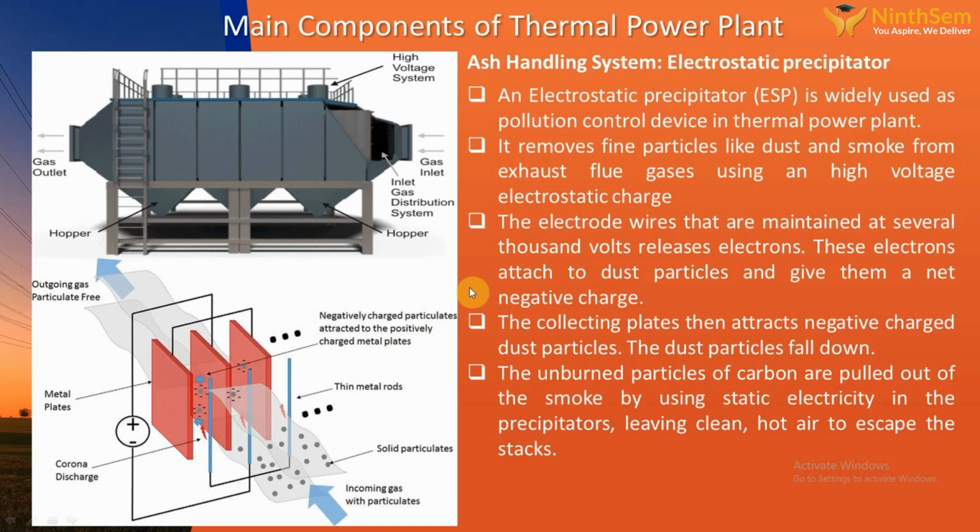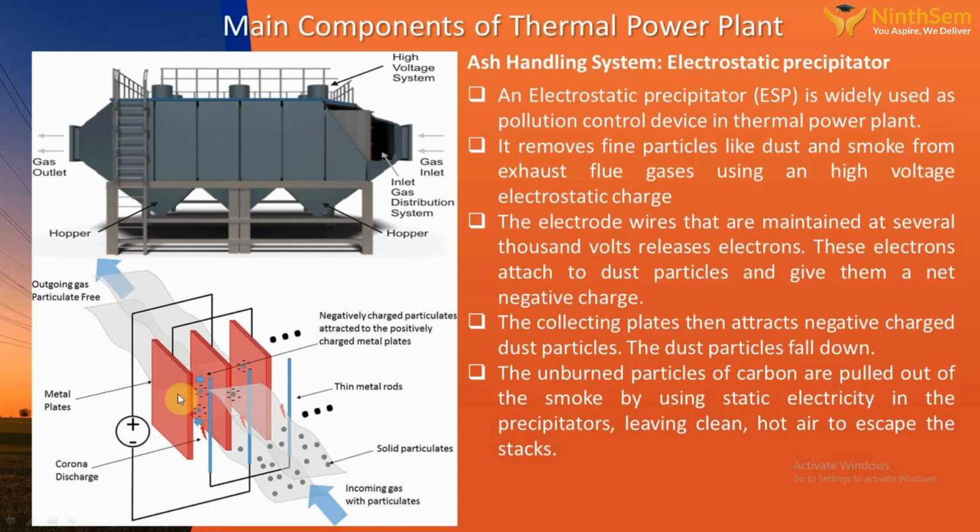An electrostatic precipitator is widely used as a pollution control device in thermal power plants. It removes fine particles like dust and smoke from the exhaust flue gases using a high voltage electrostatic charge. See here the picture, this is the electrostatic inside arrangement. There are plates and there are rods. These are the positive and negative elements, which are connected to a high voltage DC power supply.